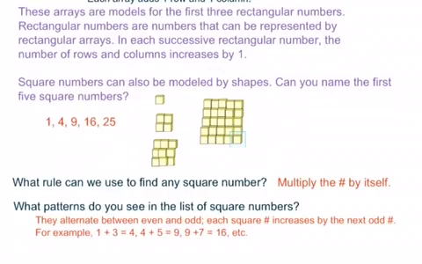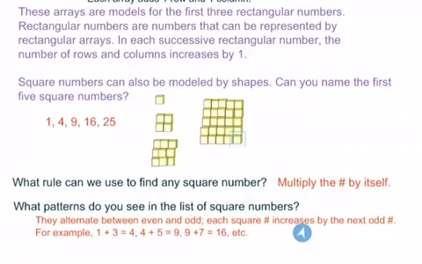Alright, so hopefully you know that for any square number, I can multiply the number by itself. 1 times 1 is 1, 2 times 2 is 4, 3 times 3 is 9, 4 times 4 is 16, 5 times 5 is 25. Hopefully you know this to be true. And then the patterns that you might see when you look at the list of square numbers, well, they alternate between odd and even, odd, even, odd, even, odd. What's this one going to be? Yep, you're right, even, right? 6 times 6 is 36. 36 would be an even number. So we can say that they alternate.